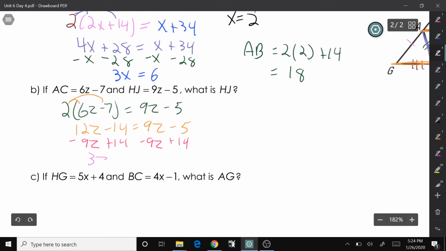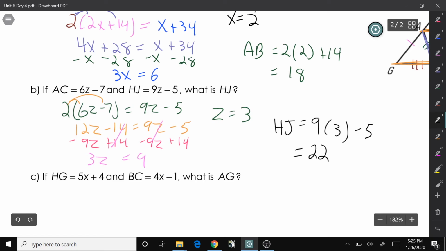We get 3z equals negative 5 plus 14, which is 9. Divide both sides by 3. Z equals 3. Now we've got to plug that in for HJ. 9 times 3 minus 5. We can type that into the calculator and get 22.